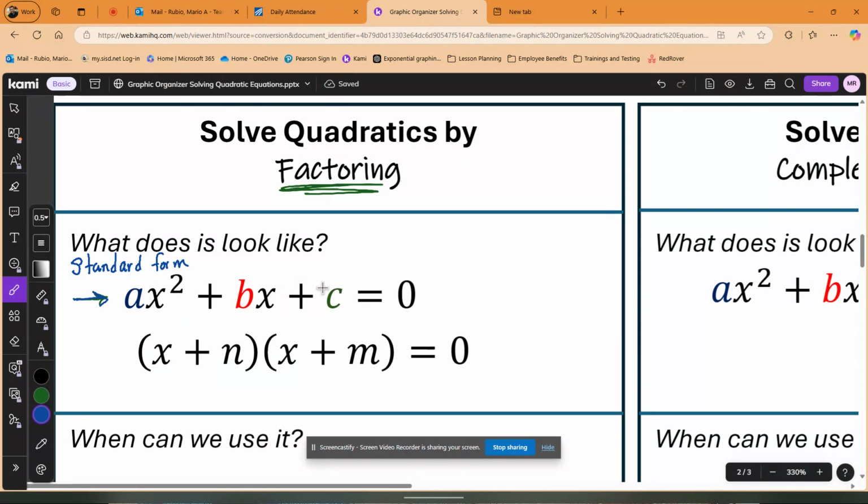And what we're going to do is factor. We're going to take this equation and factor it so that it looks like this. We're basically breaking it down into its multiples. x plus some number times x plus some other number is going to equal 0. And the multiplication of these 2 binomials will bring us back up here. So we're breaking one equation down into 2 equations. Please write all this down in your graphic organizer.